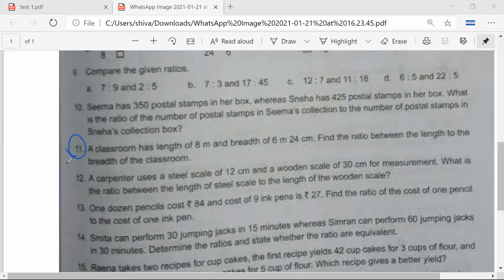Okay, so Sarthak, 11th question. I got 50 is to 39. Your length is 8 meter, and my breadth is 6 meter 24 centimeters.